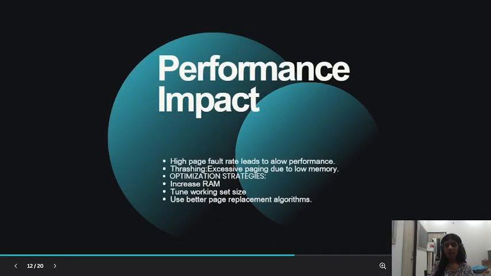Performance impact. High page fault rate leads to low performance. Thrashing, excessive paging due to low memory. So this is a term basically when there's excessive paging due to very low memory in the RAM. Optimization strategies. What do we do to decrease the chances of thrashing? Increase RAM so that there can be more memory storage, and so we have to do less paging. Tune working set size, use better page replacement algorithms.